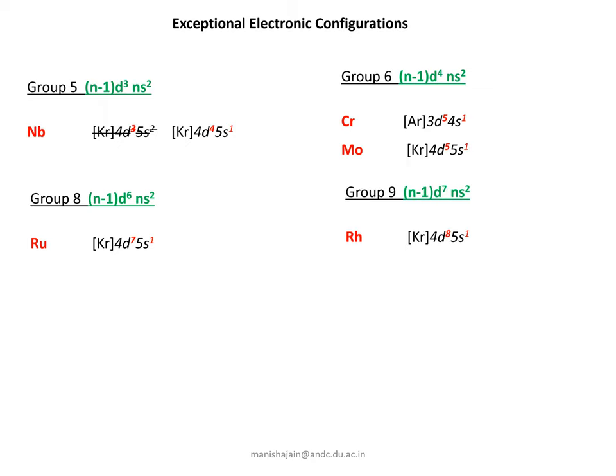The elements which form the 3d series are quite abundant, but 4d and 5d series elements have much lower abundance in general. Okay, 3d series elements tend to achieve a maximum coordination number of up to 6. However, 4d and 5d series elements, owing to their larger size than 3d series, can form compounds with coordination number up to 8.